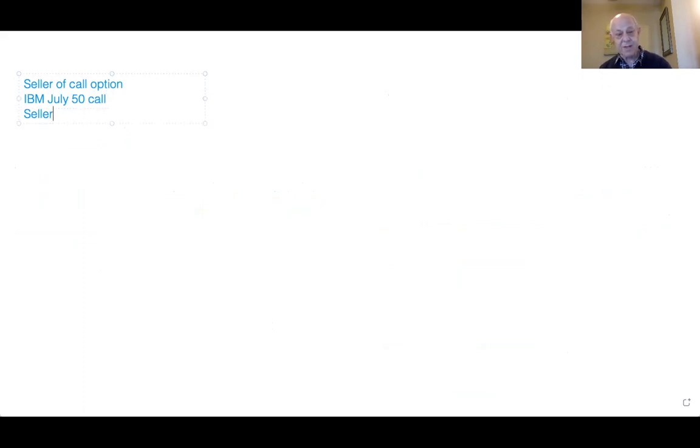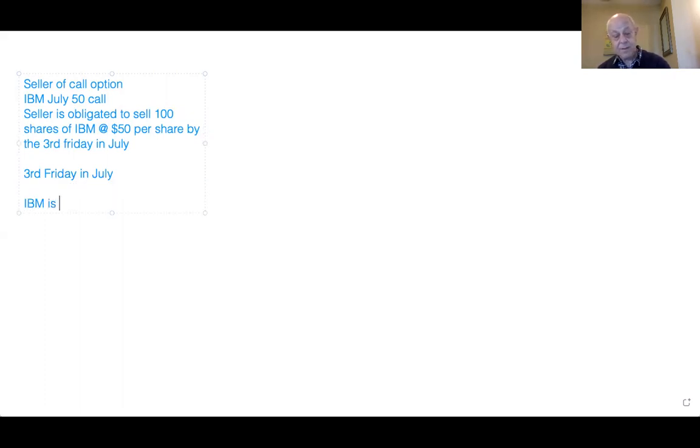The seller is obligated. It's not an option with respect to the seller. The seller is obligated. So 100 shares of IBM at $50 per share by the third Friday in July. So again, we're at the third Friday in July. And good news for the seller. IBM is below $50. The option will not be exercised.